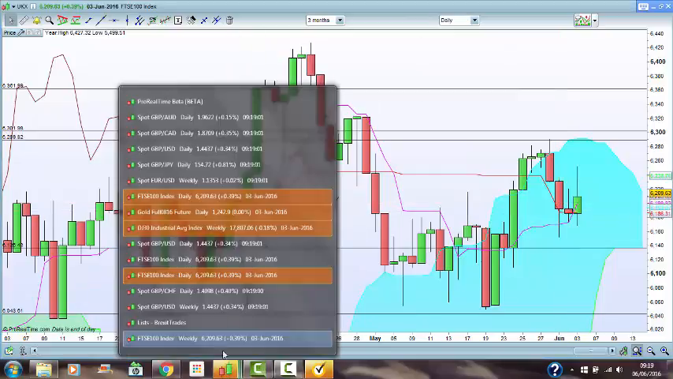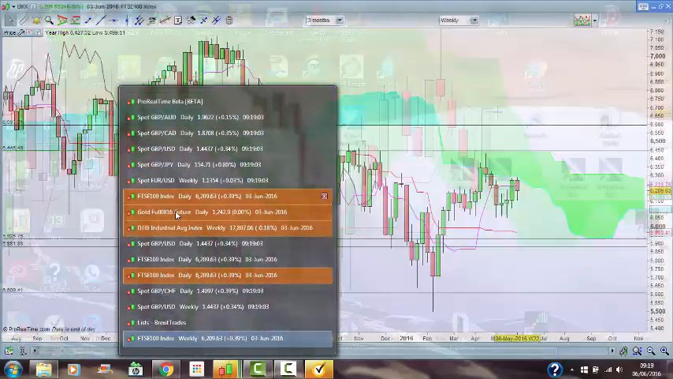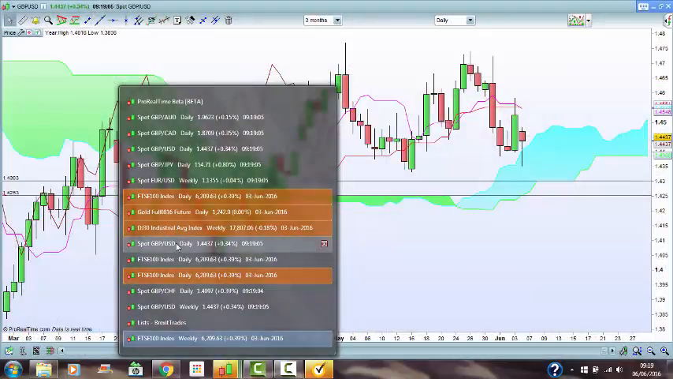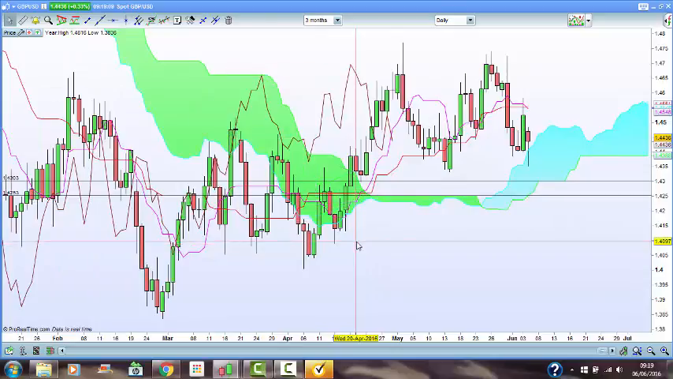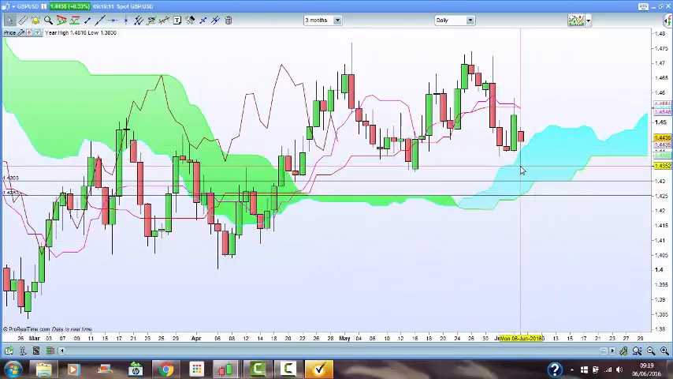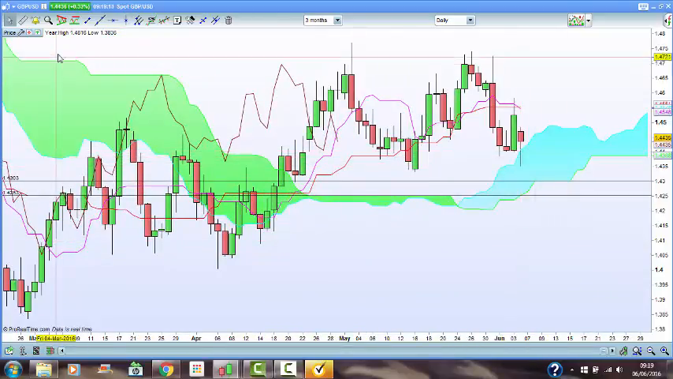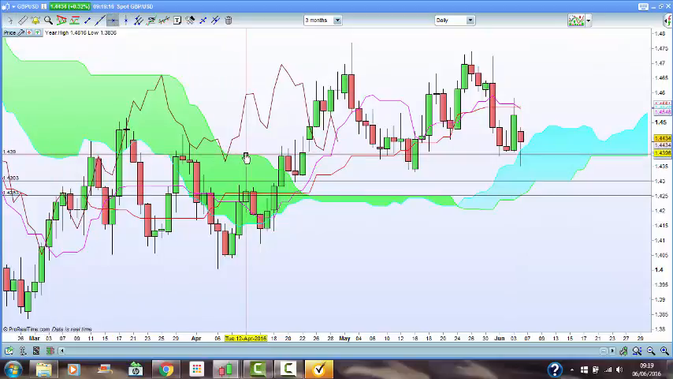Okay. Now, if we go to the next one, we're just going to look at the Sterling US dollar. Here we have support at the top end of the cloud. You can see here it's bouncing around the old cloud chart support level there, and it's a front end cloud chart support area.